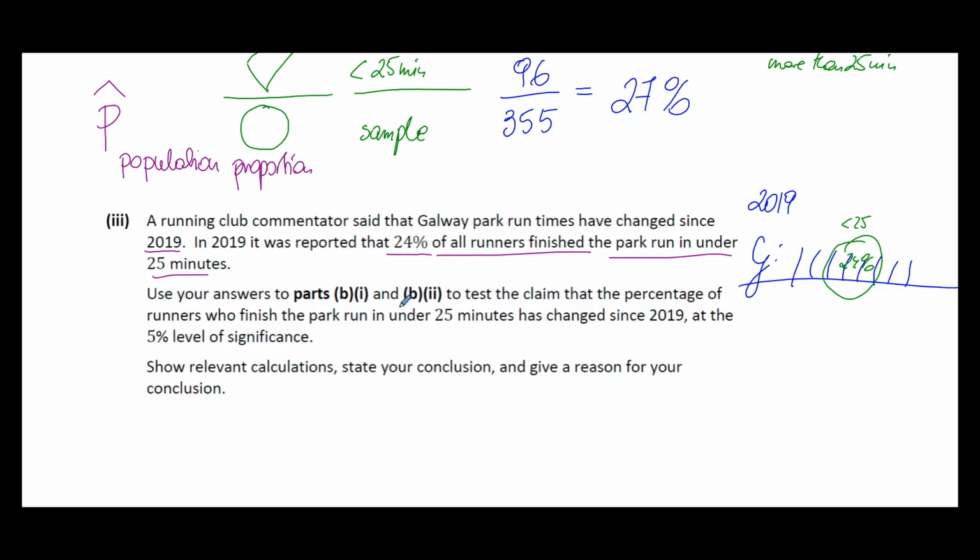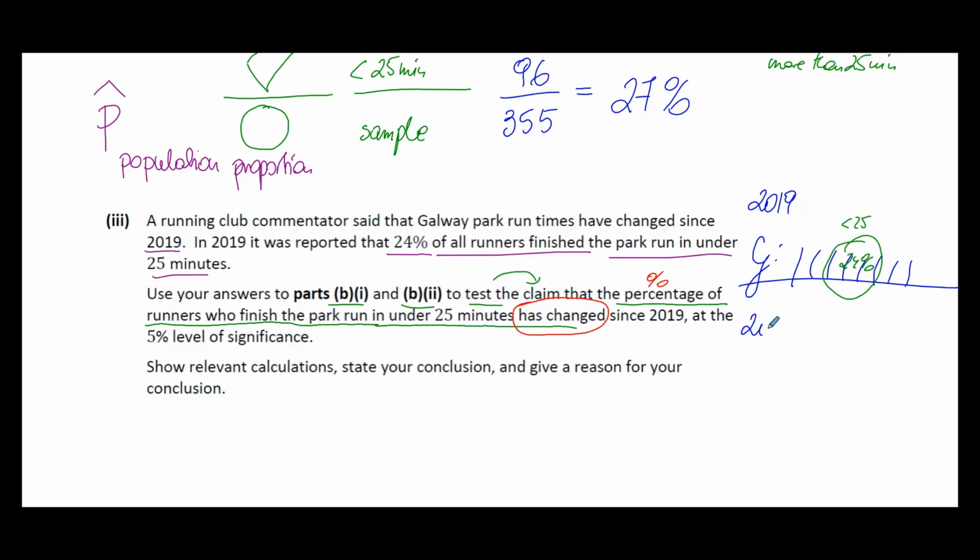Okay, use your answers to part B1 and B2 to test the claim that the percentage of runners who finish the park run in under 25 minutes has changed. A lot of words, isn't it? So what are we doing? We're using the answers before to test. What are we testing? A claim. What kind of claim? That the percentage of runners who finish the park run in under 25 minutes has changed. Let's pick the main thing: the percentage has changed. That's what we are saying, that those fast people, they changed.